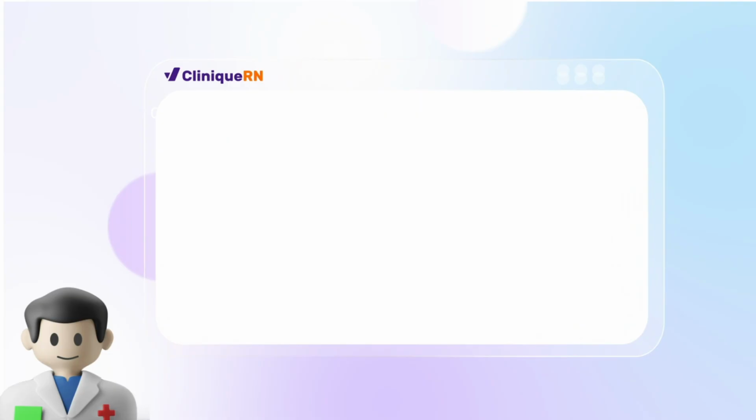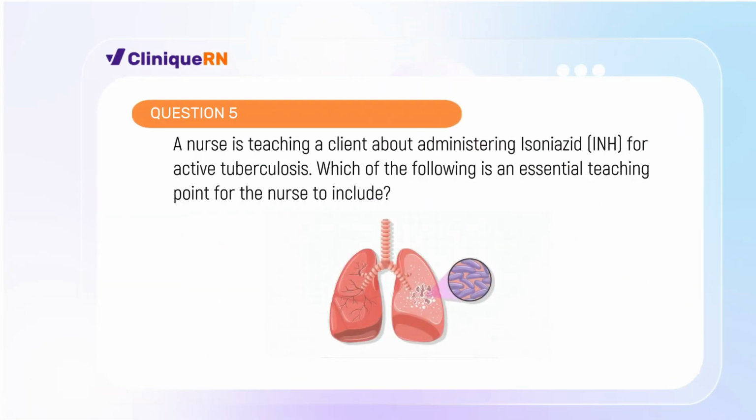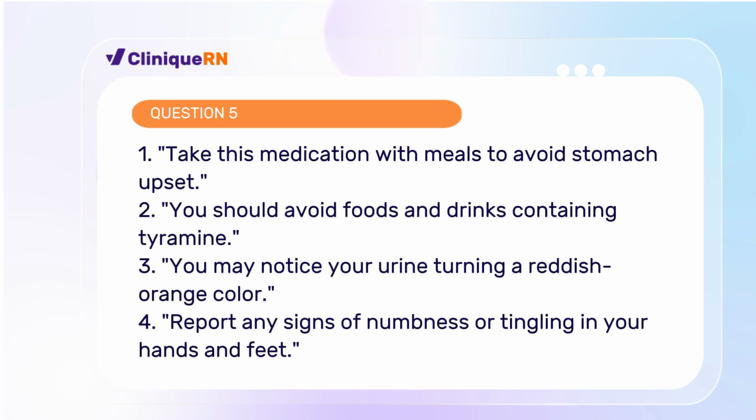Question 5. A nurse is teaching a client about administering Isoniazid, INH, for active tuberculosis. Which of the following is an essential teaching point for the nurse to include? 1. Take this medication with meals to avoid stomach upset. 2. You should avoid foods and drinks containing tyramine. 3. You may notice your urine turning a reddish-orange color. 4. Report any signs of numbness or tingling in your hands and feet.